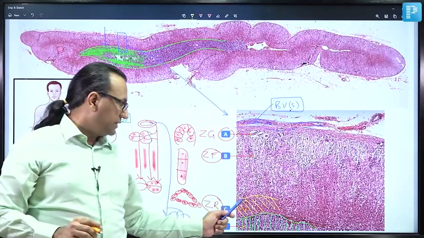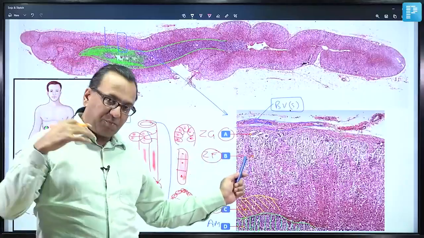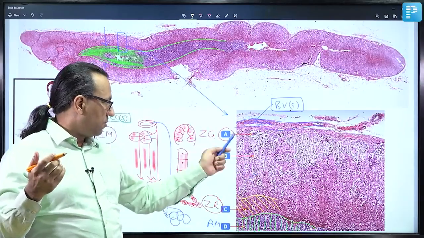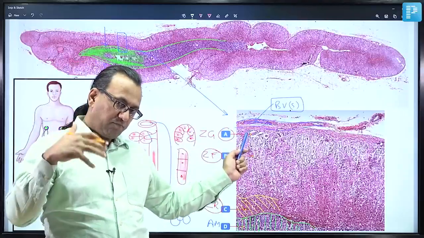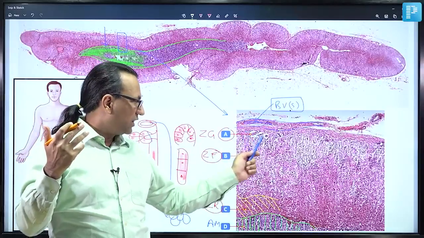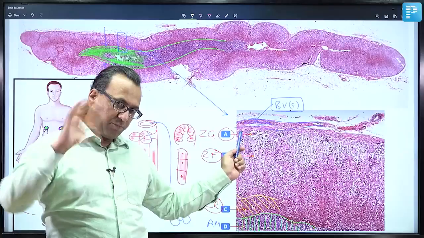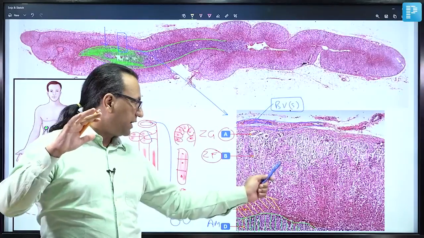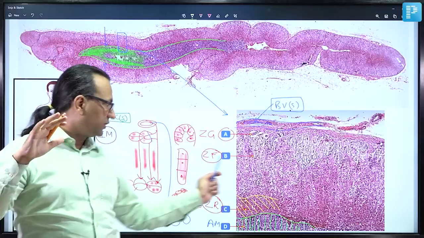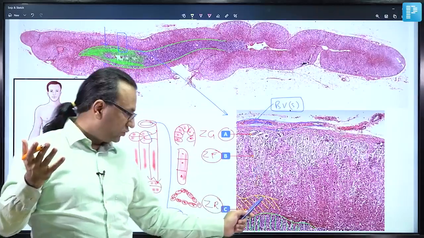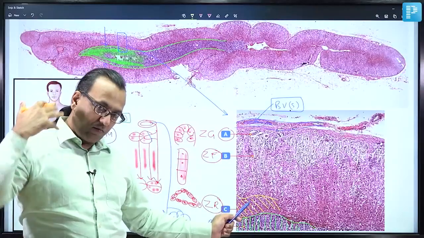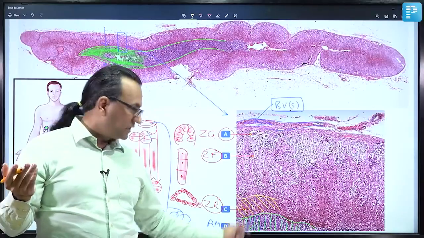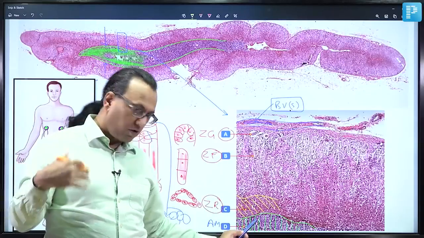Then what about the cells of zona fasciculata? They are paler, less pinkish. And what about the zona glomerulosa? They are eosinophilic, but basophilic as well. That means bluish plus pinkish. So zona glomerulosa is bluish plus pinkish, zona fasciculata is more pale, zona reticulata is more eosinophilic, and the adrenal medulla region is more basophilic. Let us magnify these areas and talk more about them.